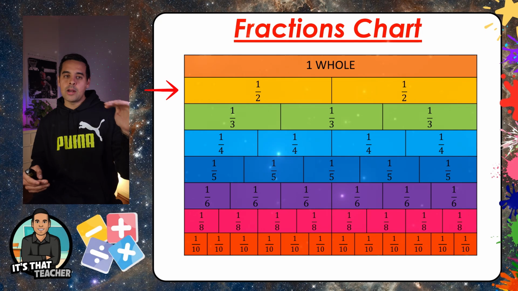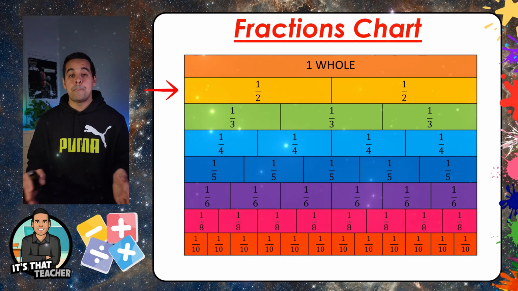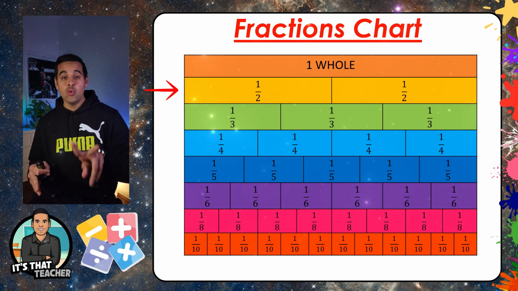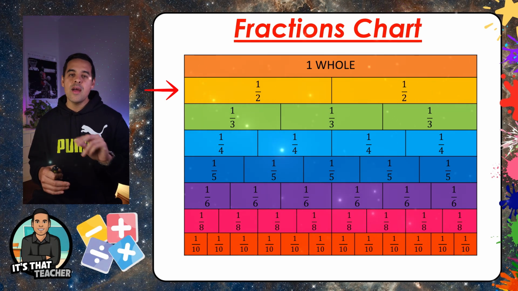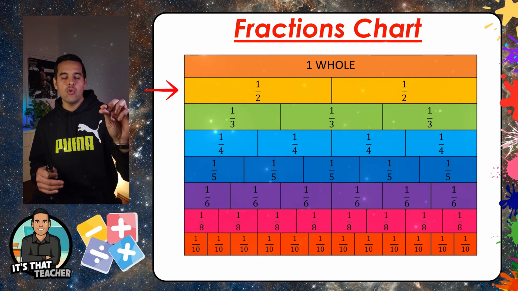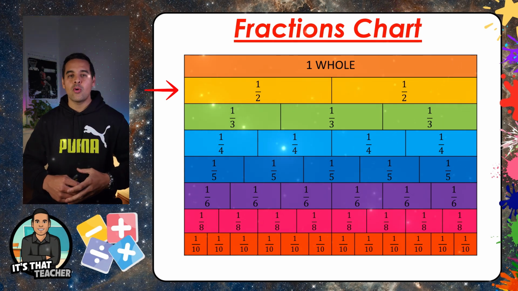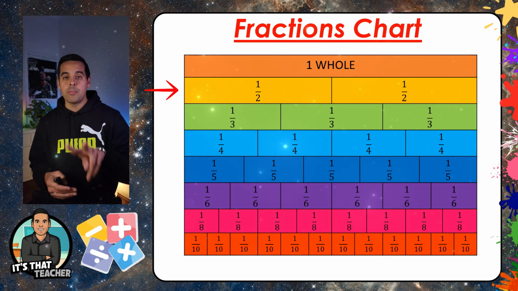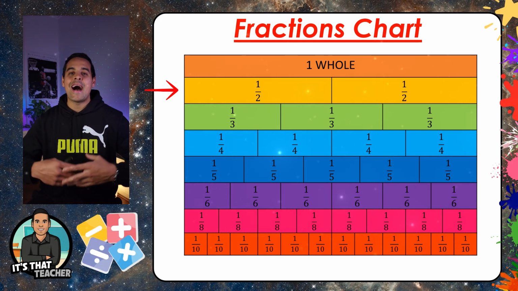Now if we go down below to the yellow bar, the bar has been broken into 2 parts. So when you have 2 parts, the 2 as your denominator, that is called a half. So when your whole is broken into two parts, it is broken into halves.